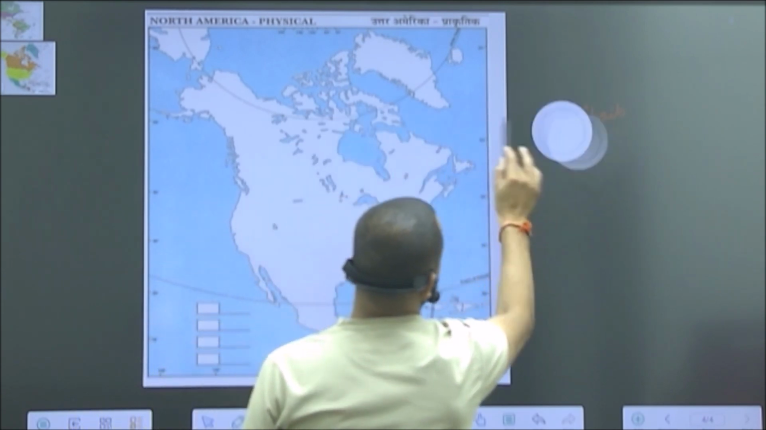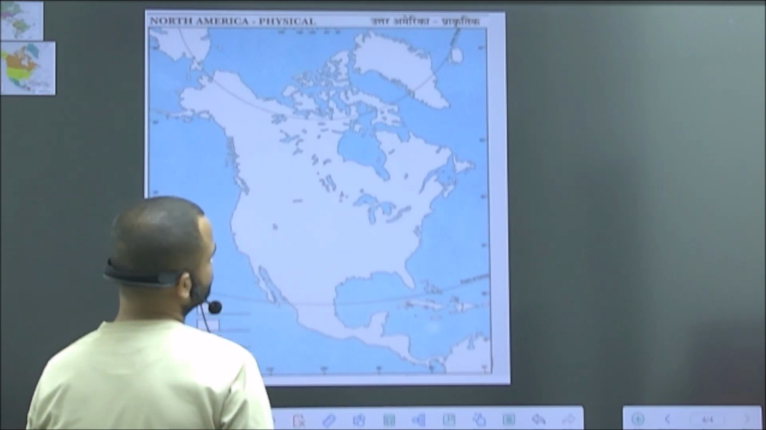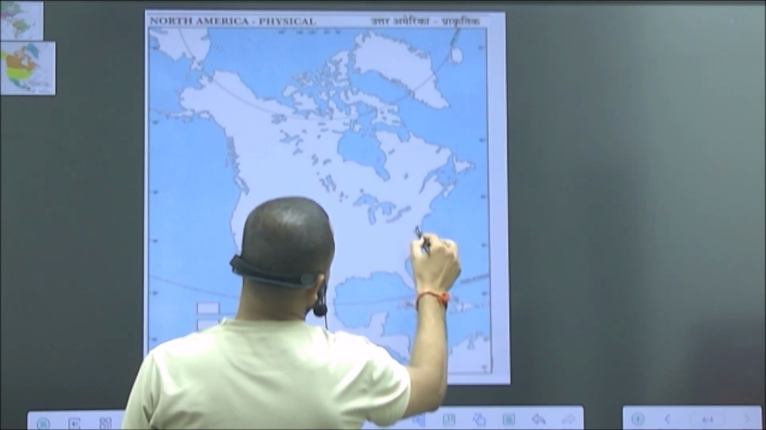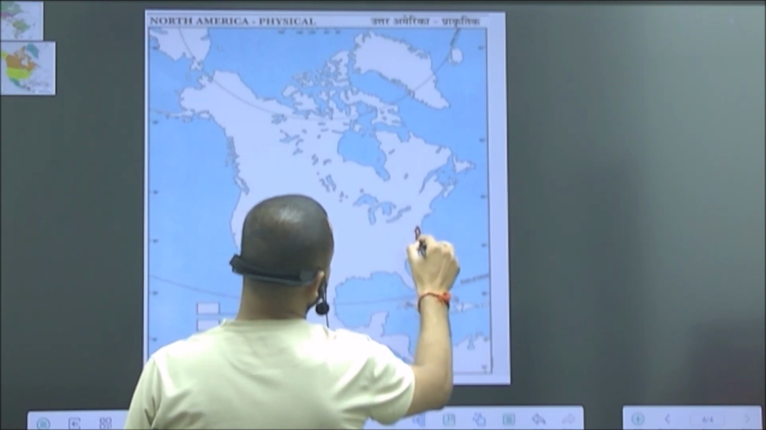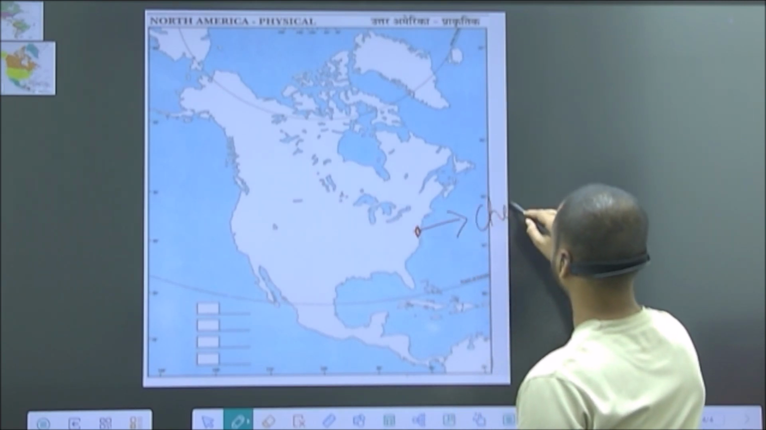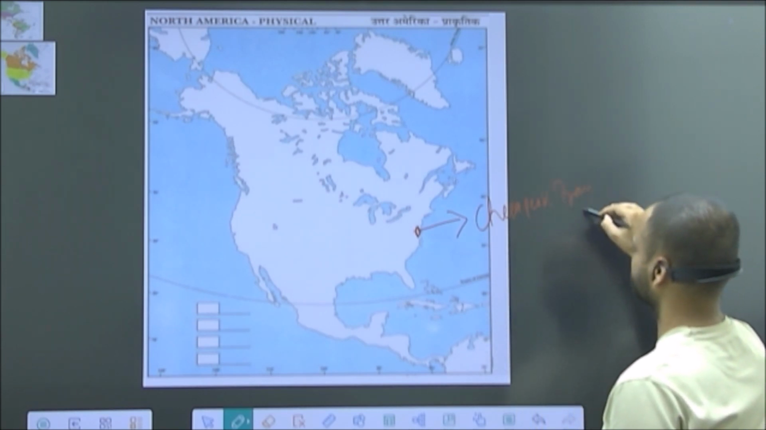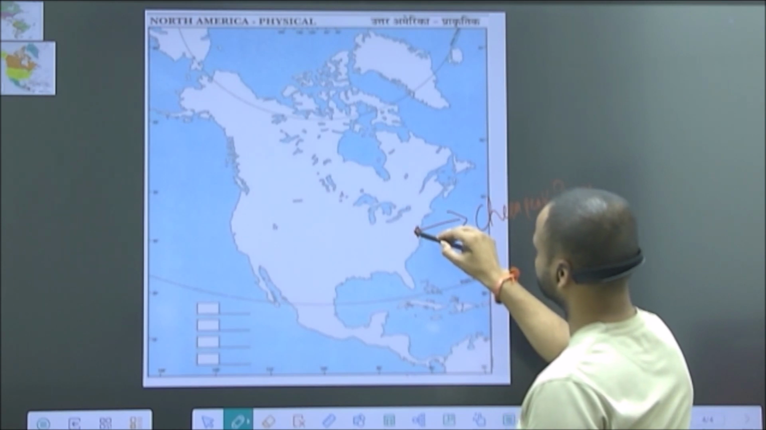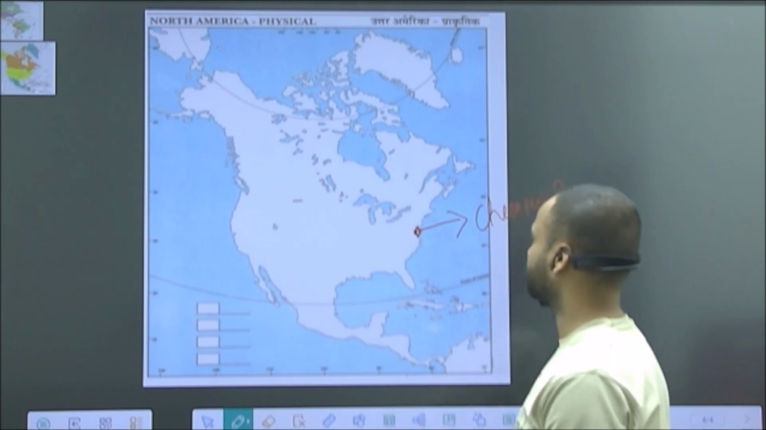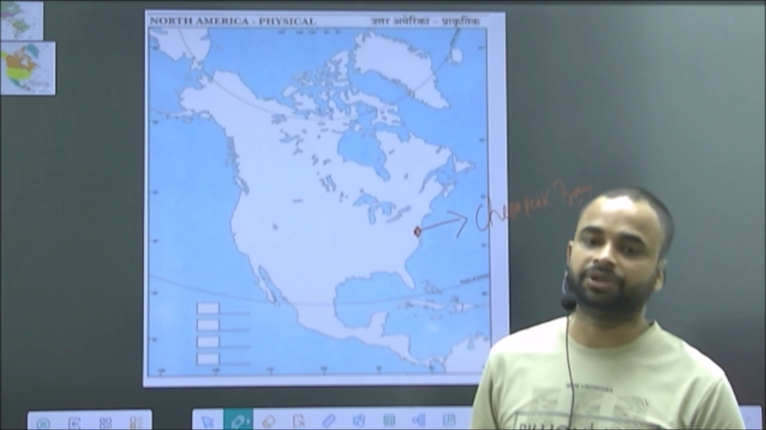This region has been completed. Now we will move to the southern region. This bay is known as Chesapeake Bay. Also here Washington DC, which is the capital of USA, is situated on the shore of Potomac River, and Potomac River lies on Chesapeake Bay.